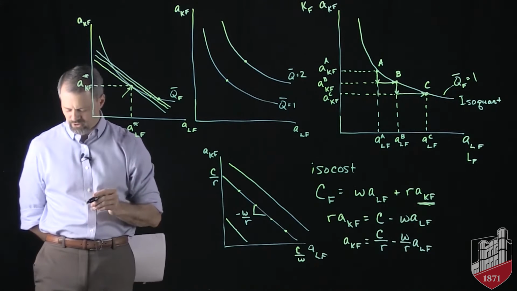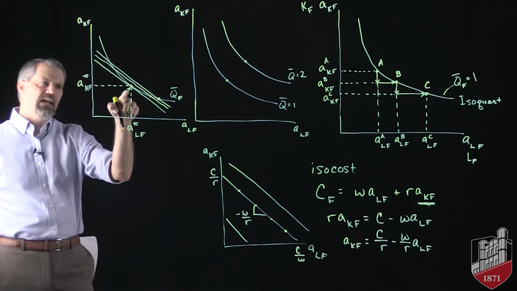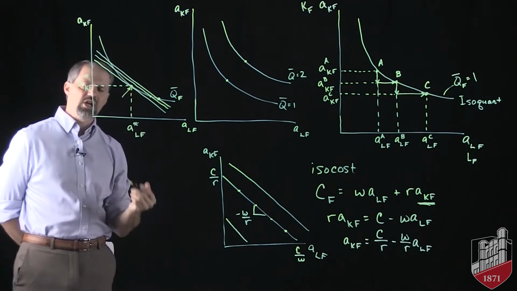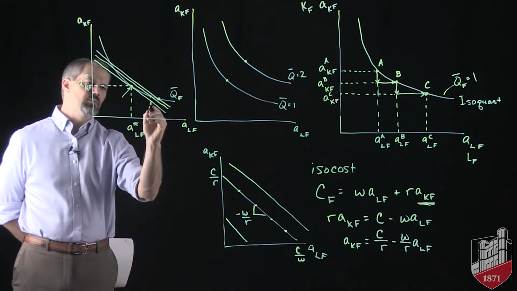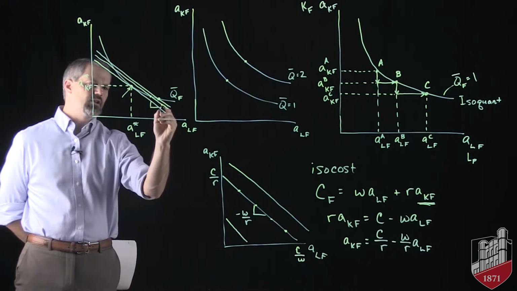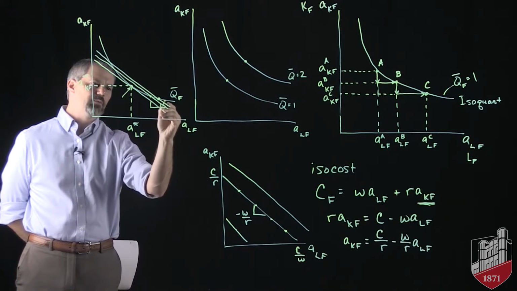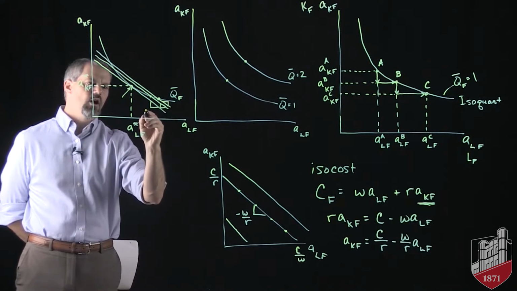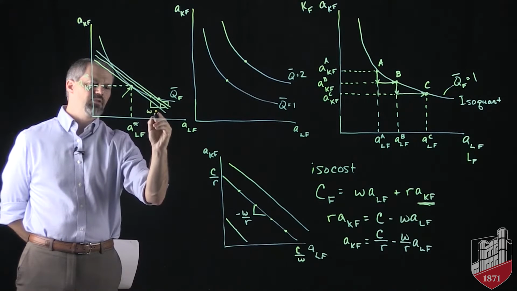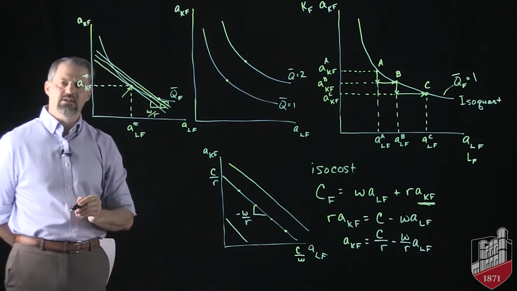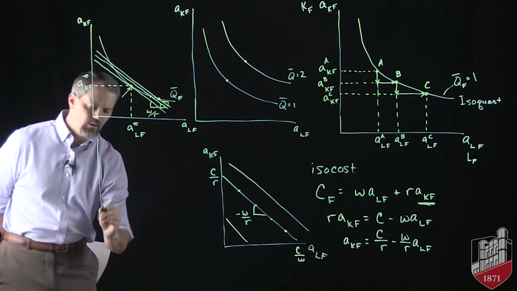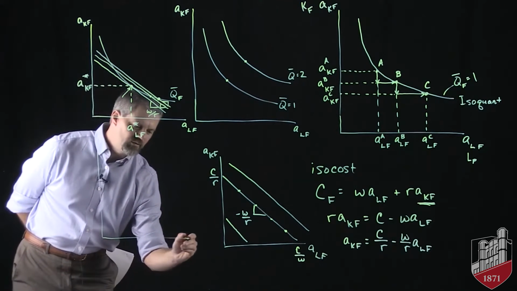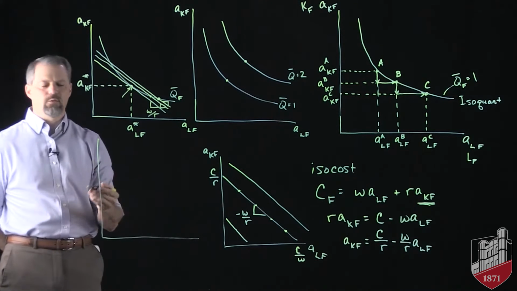Now let's think for just a second about how that optimal combination would change if the relative price changed. Remember, the slope of this isocost line and the slope of that isocost line and the slope of this isocost line, all of those slopes are equal to W over R, the relative wage. Let's think about how the optimal combination would change if the relative wage changed.